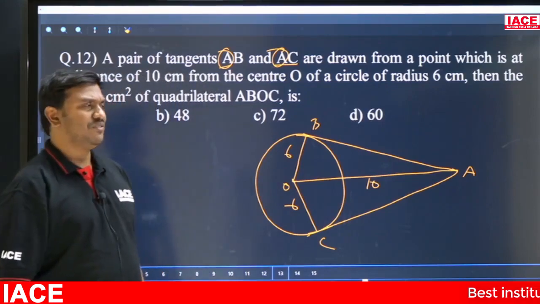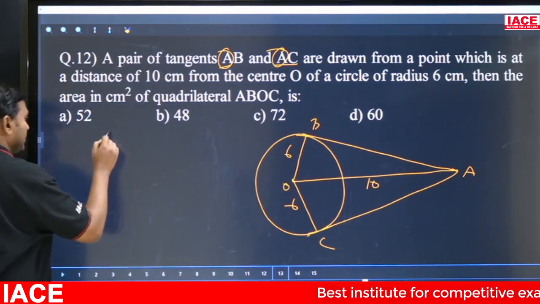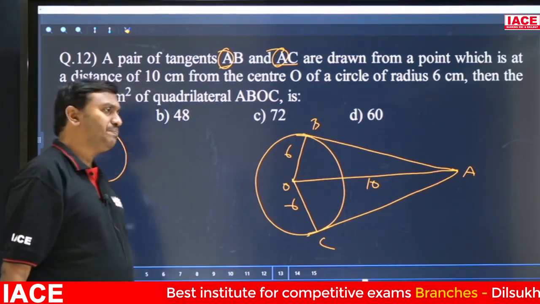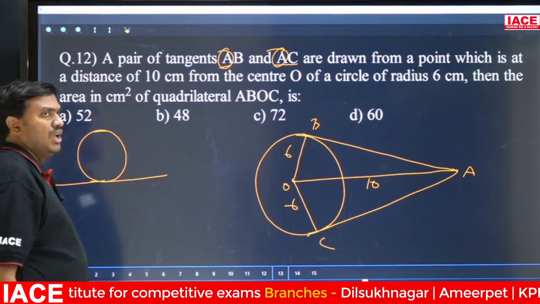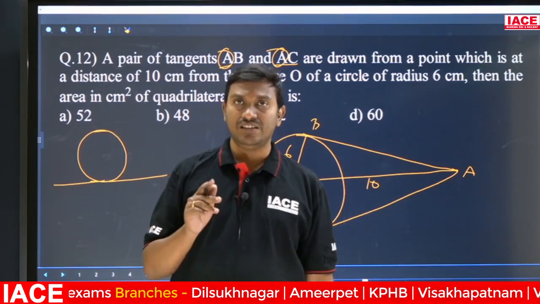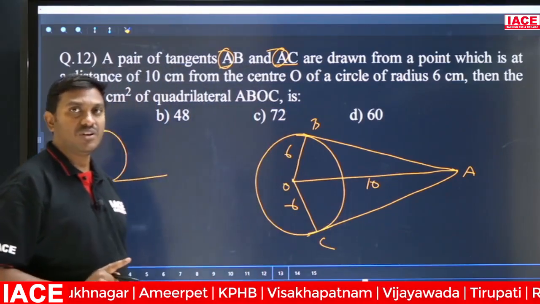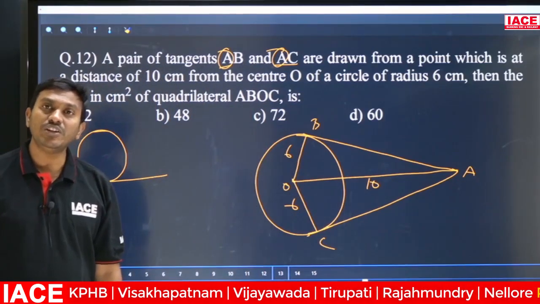Now if you observe, it is very simple. One point I already told: in geometry this is the basic and most important theorem. If a tangent is drawn to a circle, what is a tangent? A tangent is a line which touches the circle at only one point. That line we call a tangent, and the touching point we call the point of contact.